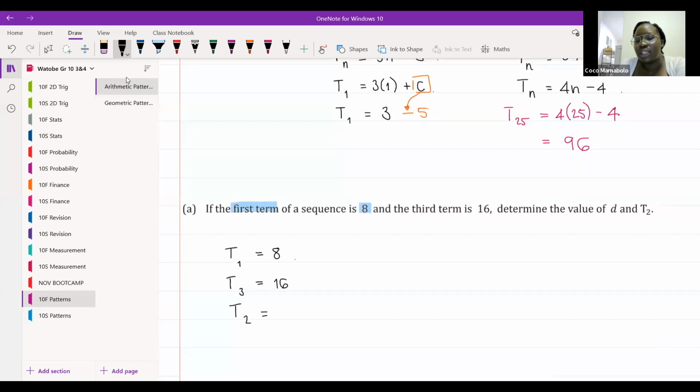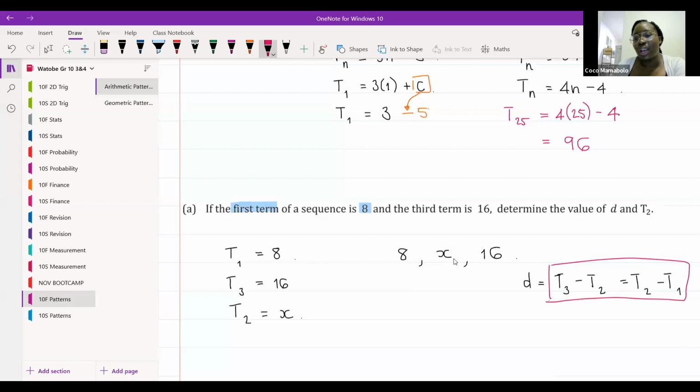So I don't know what T2 is. So I'm going to name T2 X. And then I'm going to write this out as a sequence. T1 is 8. T2 is going to be X. And T3 is 16. Now, remember that formula that ma'am showed you guys at the very beginning, where ma'am said that the common difference is going to be T3 minus T2, which is also equal to T2 minus T1. We're going to use this formula, and we're just going to substitute in the values for each of them.